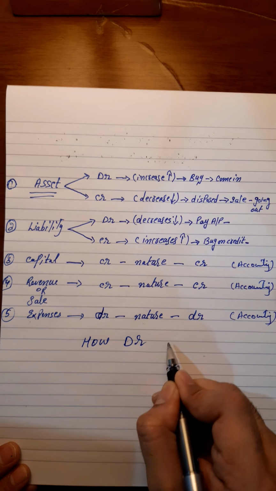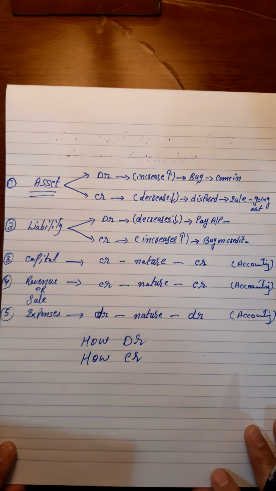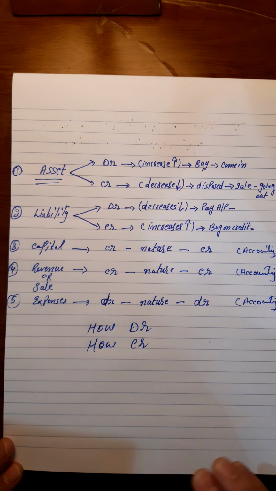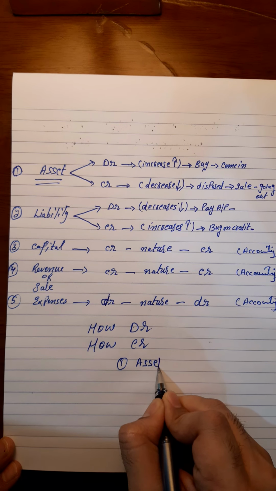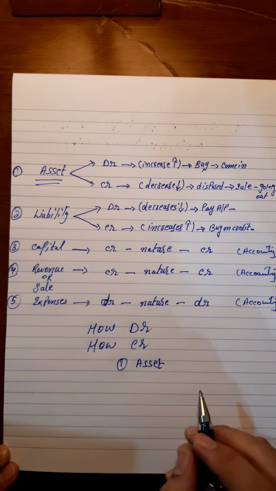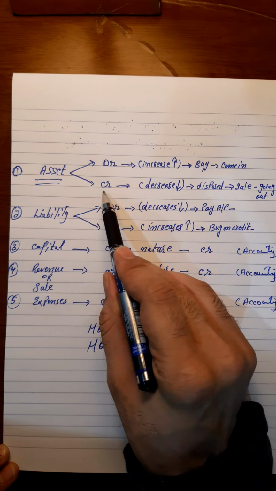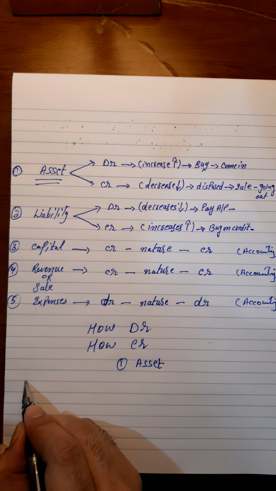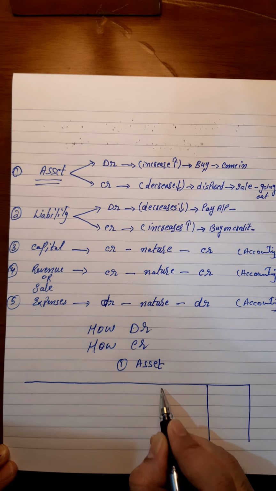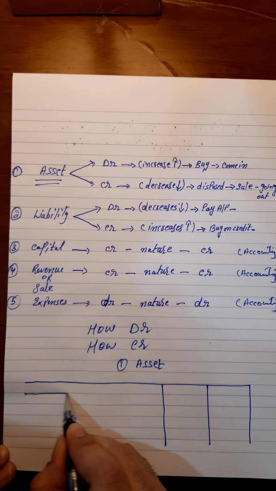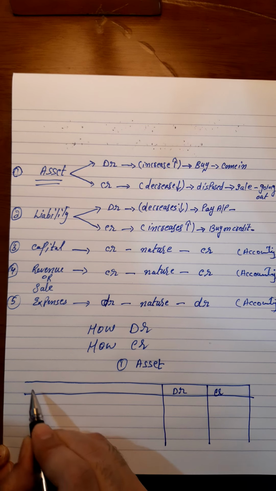How debit, how credit. Let's do an entry. Our first one is asset. We say asset will debit when asset increases. Asset will credit when asset decreases. Okay. This is the ledger. Left hand side debit, right hand side credit.